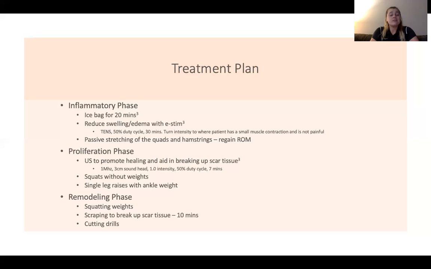I would use a 3 centimeter sound head just because those medial and lateral joint lines are a little bit of a smaller space to try and get around. A 1.0 intensity, 50% duty cycle, and do this for about 7 minutes.